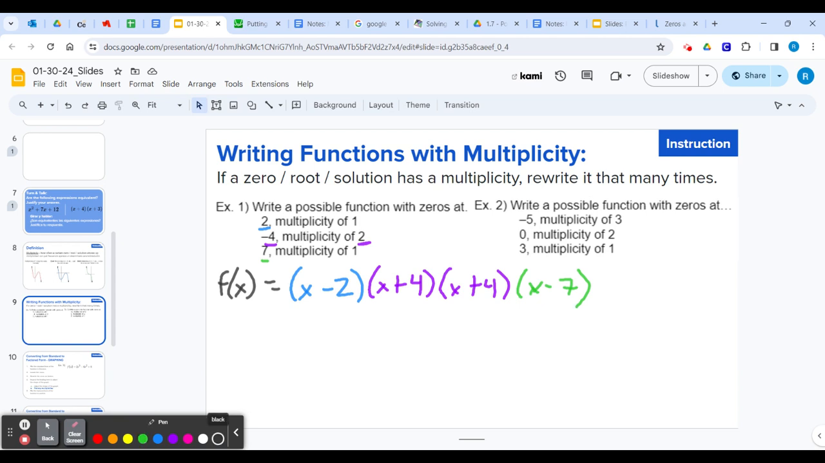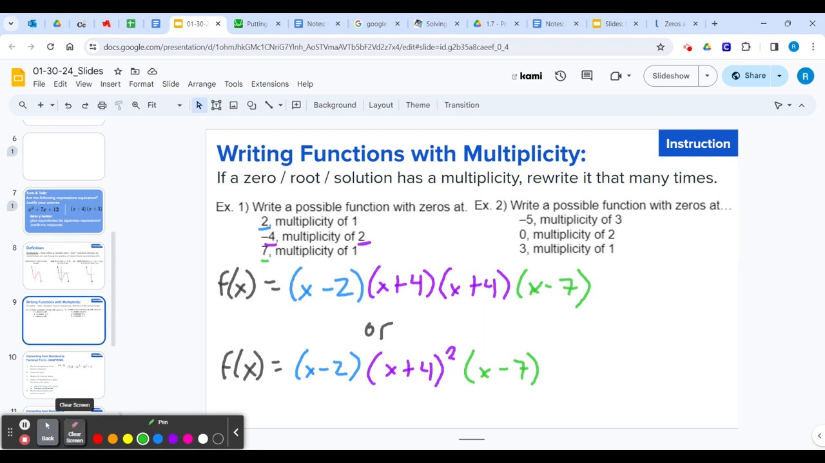So that's one way to write it, but we can also write it a little more condensed, where I do the same thing I did: f of x equals x minus 2 times x plus 4. Another way, instead of writing that twice, is to use an exponent, which creates a nice and much shorter equation that we can work with.